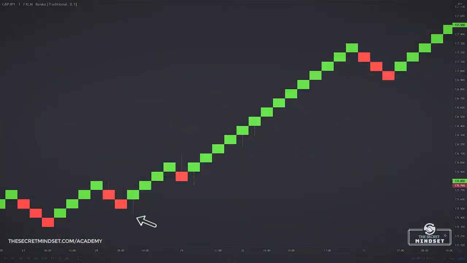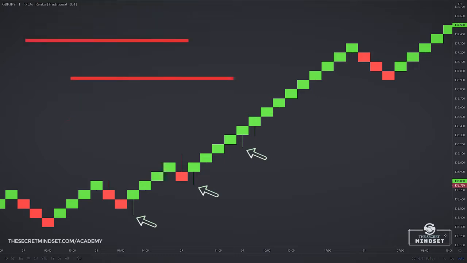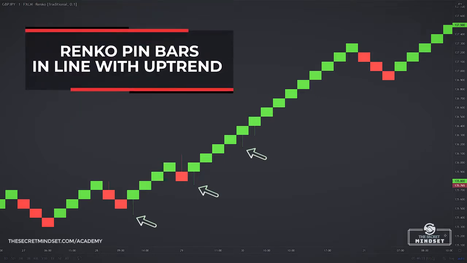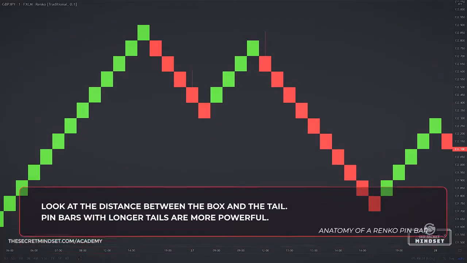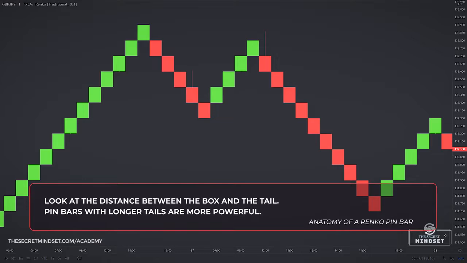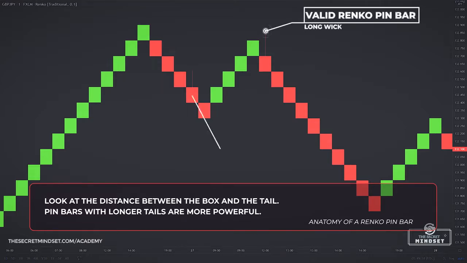So the formation of this Renko pattern with the trend makes it more effective. As you can see in this example, Renko bullish pin bars that were formed in line with the uptrend offered good trading entries. This is the pattern we should take into consideration. The bearish ones that were formed against the trend should be ignored. The anatomy of a Renko pin bar is important as well, and you have to make sure that the pattern is indeed a pin bar by looking at the distance between the box and the tail. Pin bars with longer tails are more powerful.